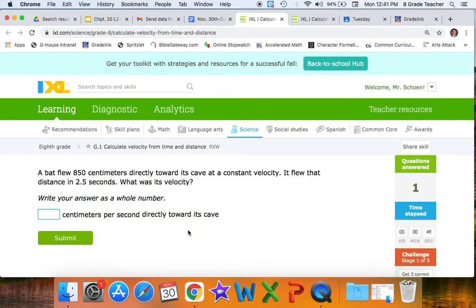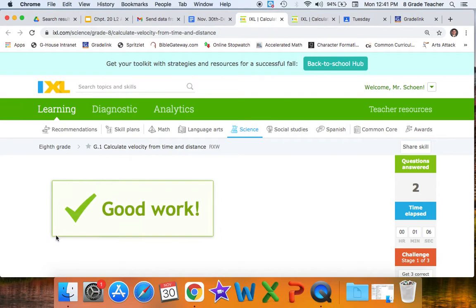A bat flew 850 centimeters directly toward its cave at a constant velocity. If it flew the distance in 2.5 seconds, what was its velocity? Centimeters per second, so I take centimeters, 850 divided by 2.5 equals 340 centimeters per second.